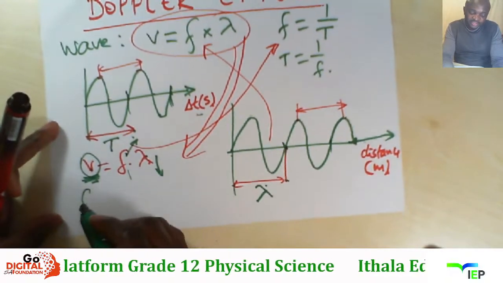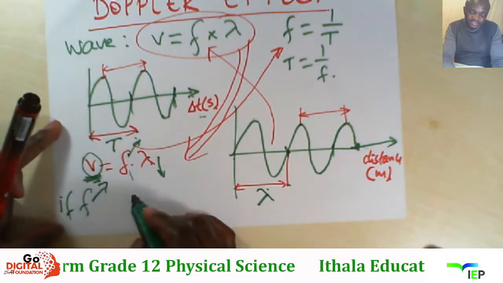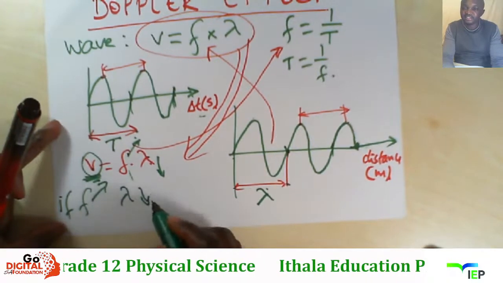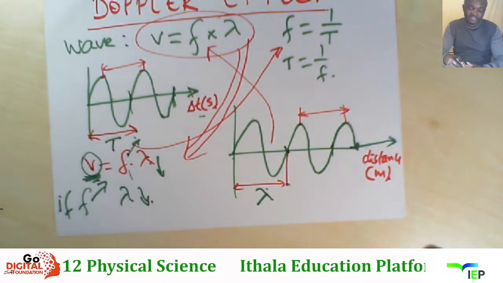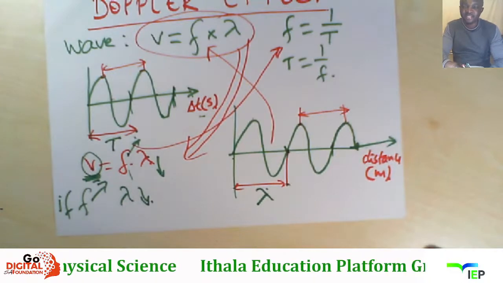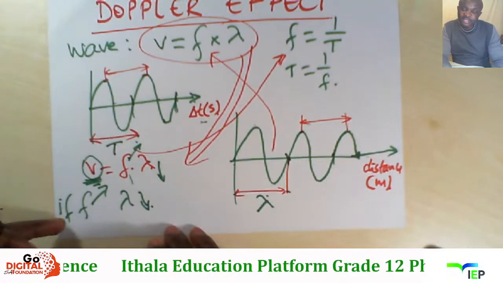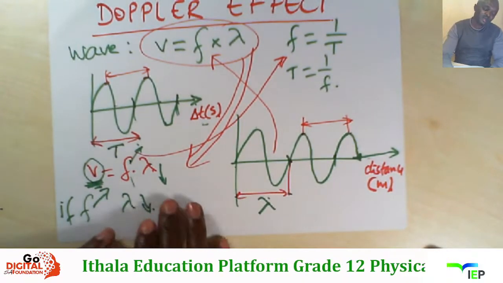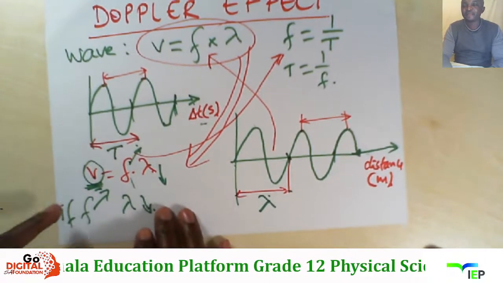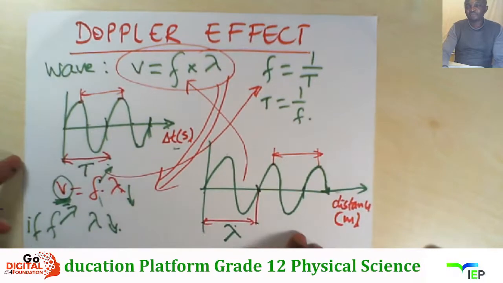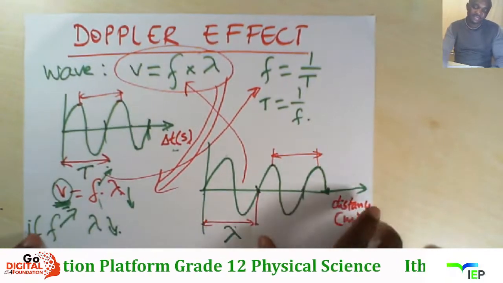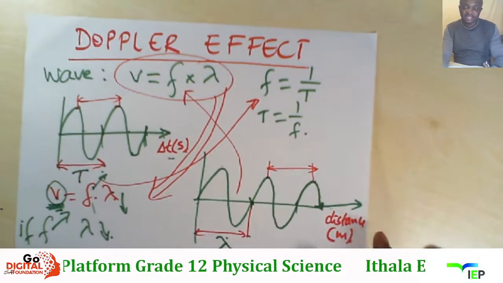So if frequency increases, wavelength decreases, and vice versa. If the wavelength increases, the frequency will decrease. So kumele ukhumbule ke lokho. Higher frequency, we have a shorter wavelength, right? Or longer wavelength, lower frequencies. Those are the few things we follow ukhumbule from grade 10. Venenza ama-waves ka grade 10.